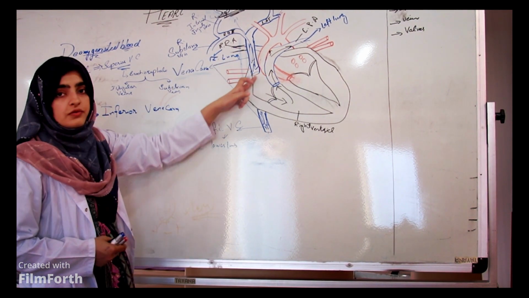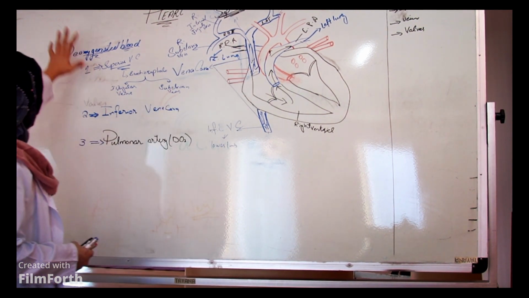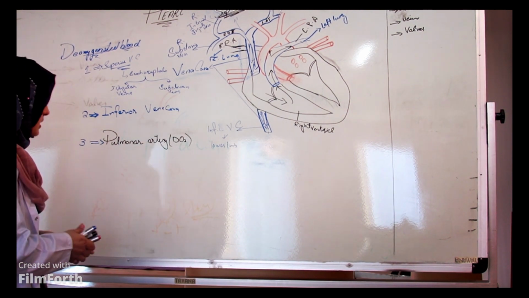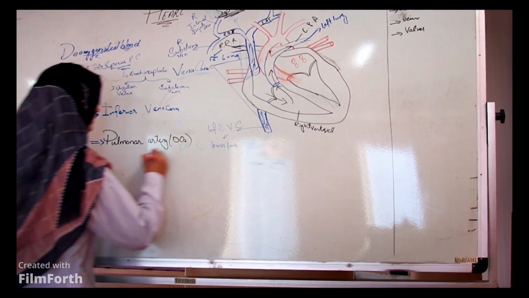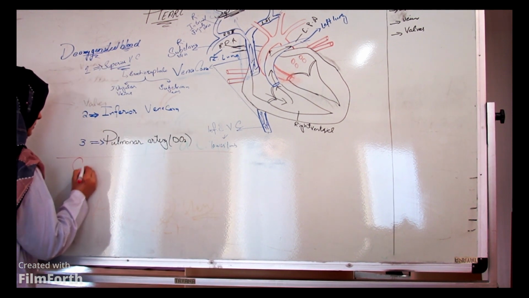Alright, on the upper wall of the right atrium. Here we are done with the deoxygenated blood. Now let's move on to oxygenated blood.